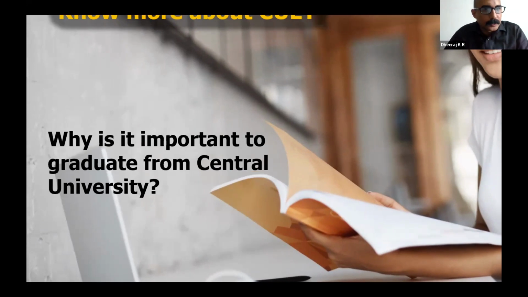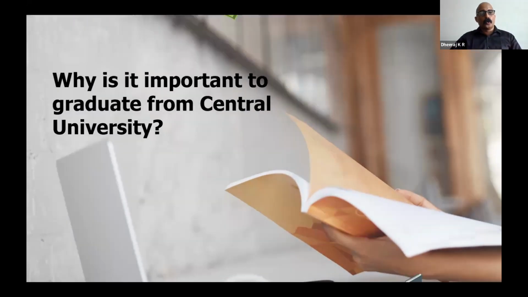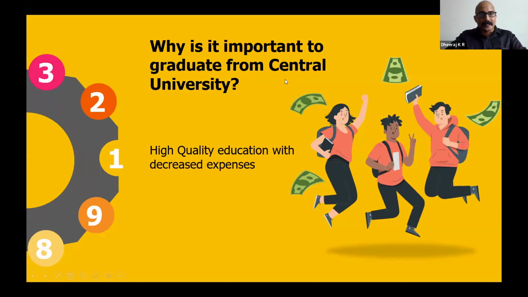Yeah, I was talking about all these things. Why is it important to graduate from the central universities? As I said, high quality education with decreased expense. You can study in a central university with very minimum fees. And if you see the motto of the central university, that itself is high quality education with decreased expense. Students belonging to a weak economic background will be given access to a quality academic education. Next.